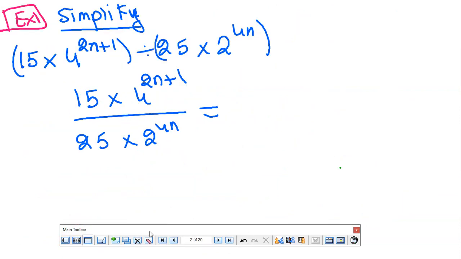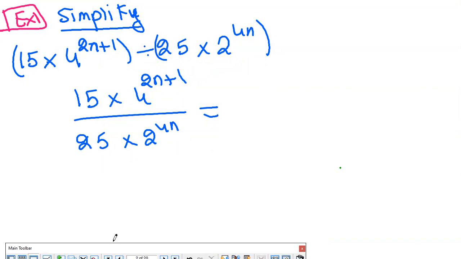Let's do an example. I have to simplify this expression: 15 times 4 exponent 2n plus 1, divided by 25 times 2 exponent 4n. First, I'm going to write it as a fraction. I cannot simplify the 4 exponent 2n plus 1 and 2 exponent 4n because they have different bases. I can simplify 15 and 25 easily because 15 is 3 times 5 and 25 is 5 times 5. 5 over 5 gives me 1, so I have 3 over 5 first.